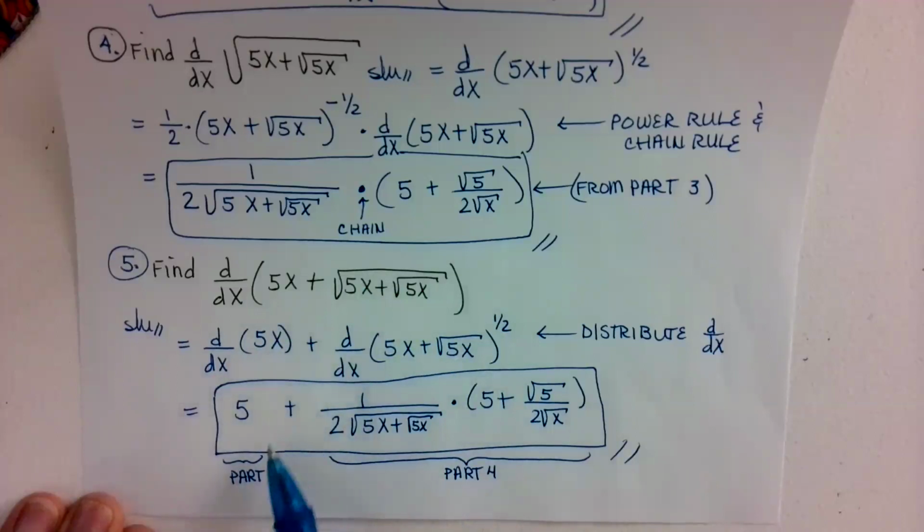The derivative of 5x is 5, citing part 1. The derivative of this mess is this mess: 1/2 big square root of 5x plus 5x times, and this was the chain rule. This all comes from part 4. The second part comes from part 4: 5 plus the square root of 5 over 2 square root of x.